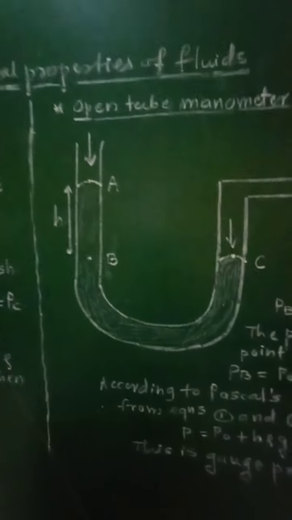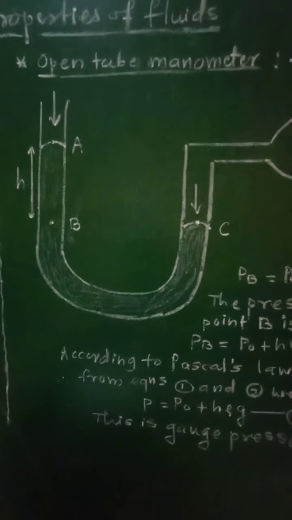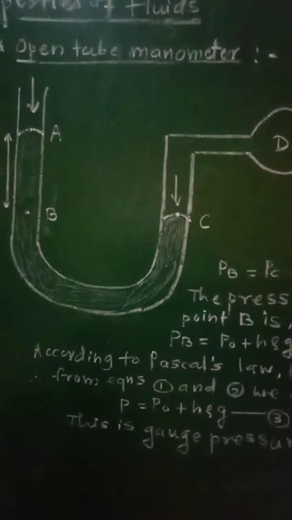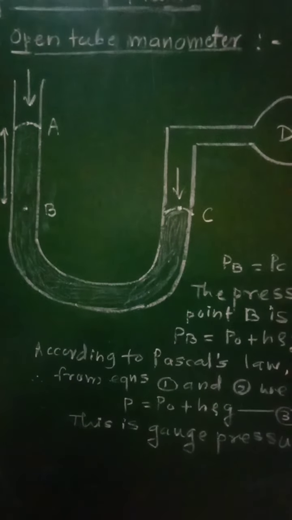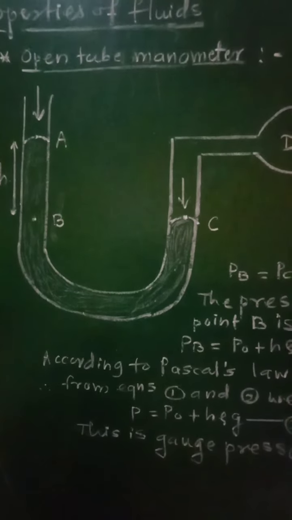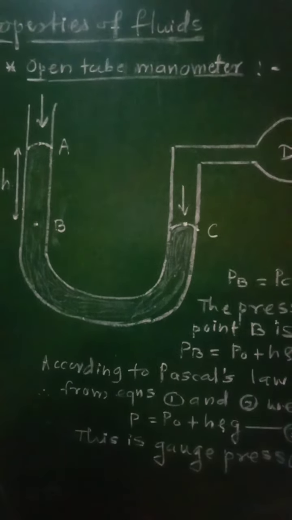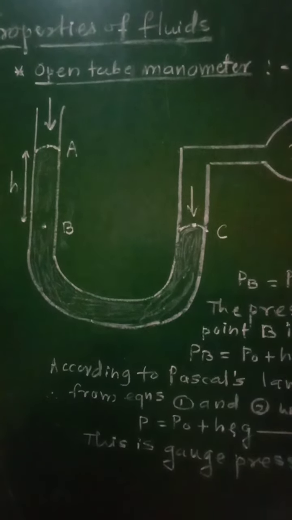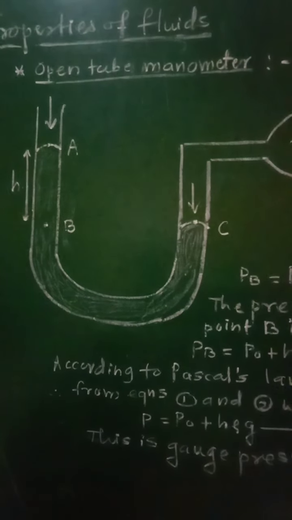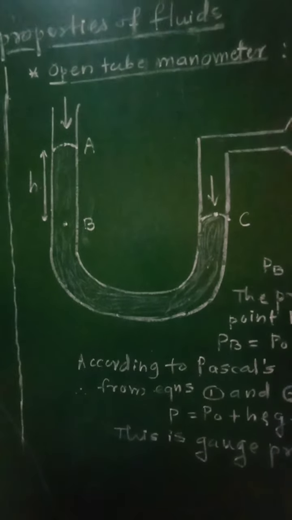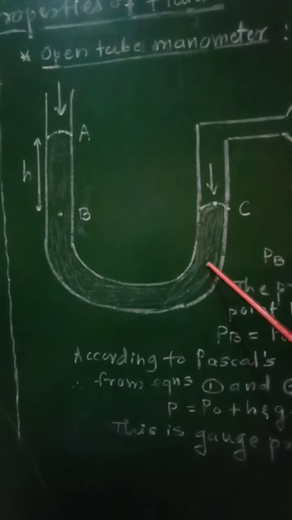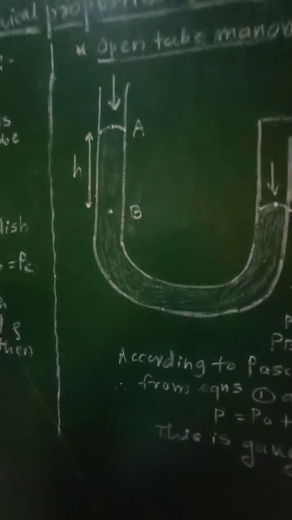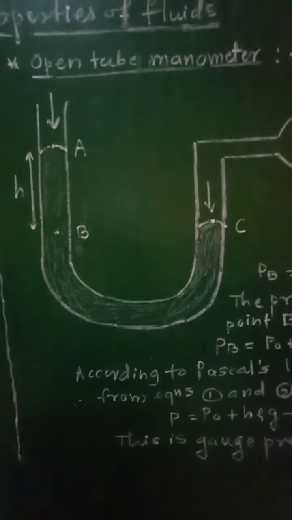Let us consider another instrument which is called an open tube manometer. Open tube manometer for the measurement of pressure. So the manometer consists of a U-shaped tube which is partly filled with a low density liquid such as water or kerosene. So this is the U-shaped tube which will be partly filled with a liquid with low density such as water or kerosene.